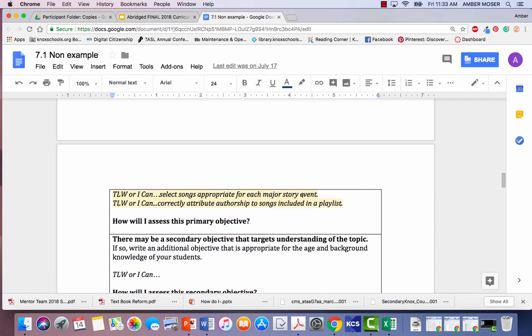Select songs appropriate for each major story event. Again, that's not what I'm driving towards. It is part of the assignment, but it's a part of the assignment that the classroom teacher is going to provide for them. This is not what I'm driving for. I'm not driving for songs that are a good fit for a particular piece of the story. I'm, again, headed towards providing that ethical reuse. Let's look at the third one.